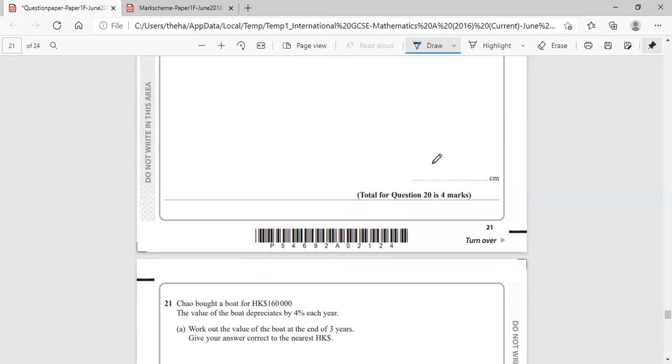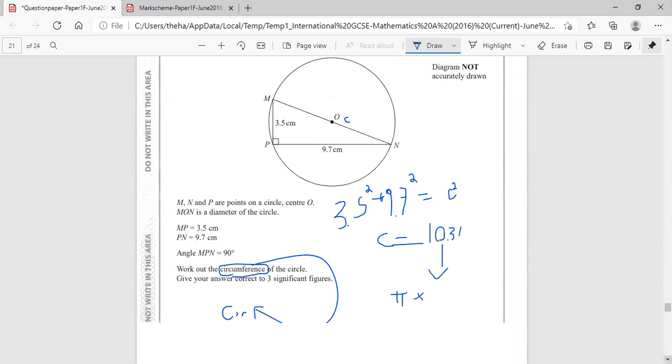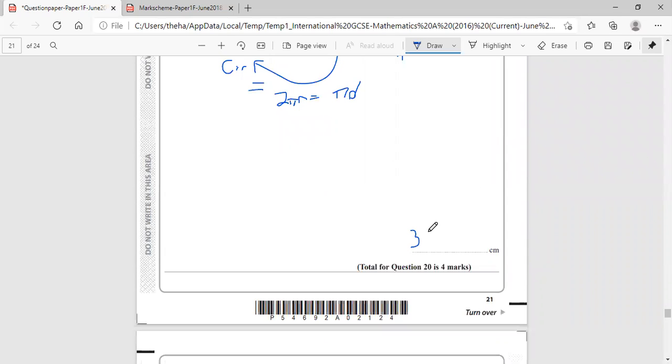Also, we need to check how many significant figures they want it to, which is important. The answer is 32.4, because they want it to 3 significant figures. So 32.4 is our answer. Well done if you got that by yourself. Quite tricky one there. But once you realize that you need to use Pythagoras' theorem, and if you know the circumference equation, then it should be quite easy for you.